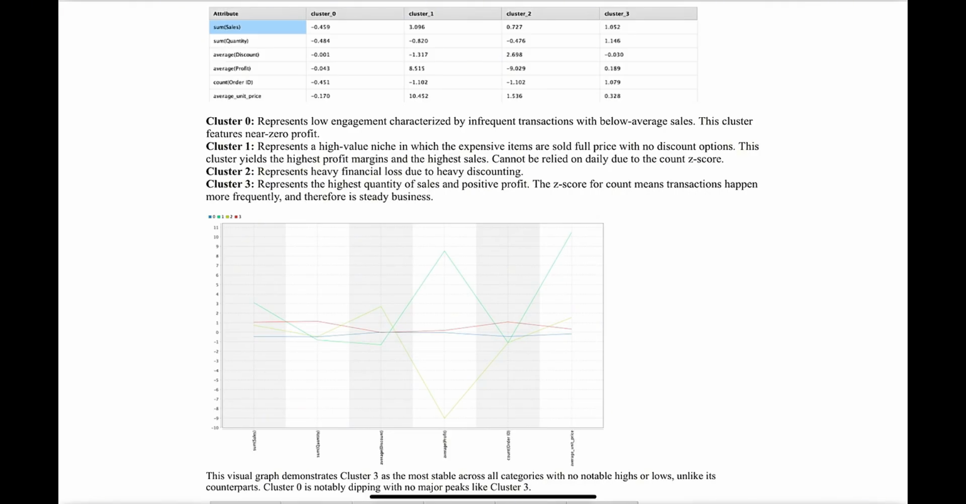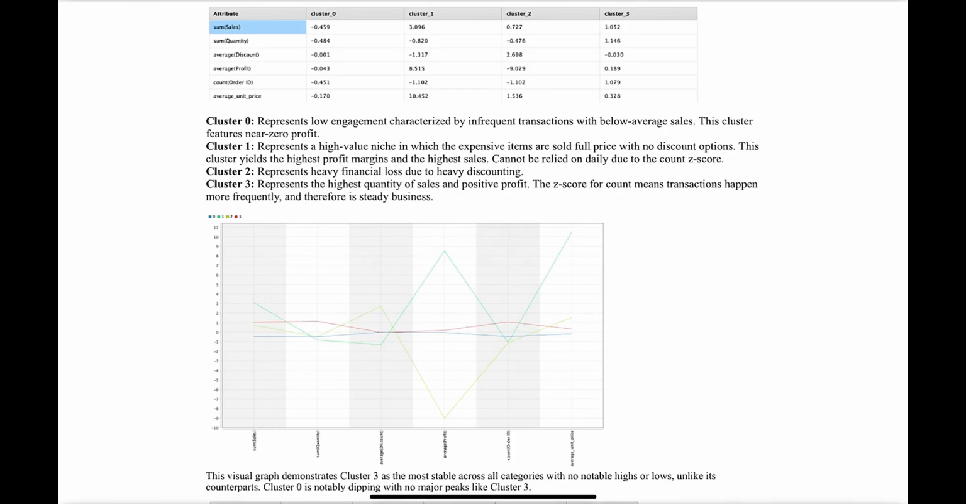And then we have cluster 3, which is the most stable of all the clusters. Most of the numbers are in the positive. The only one that's in the negative is the discount, but even then the discount is at a normal rate that people find acceptable enough to buy in volume. We can see that evidenced here a lot more clearly with the graph.